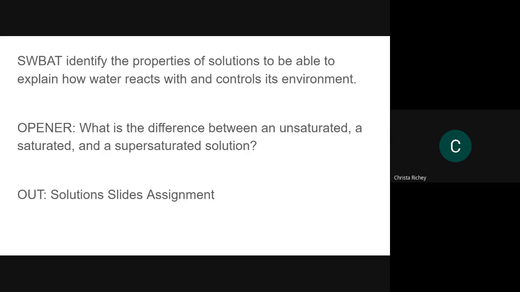Okay, what does unsaturated mean? What does the prefix un mean? Not. So unsaturated means it's not saturated. That means that you can still put more sugar into the water and it will dissolve. That is what unsaturated means. What does saturated mean?